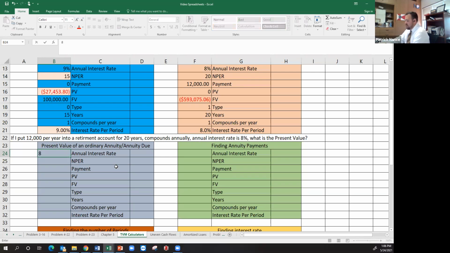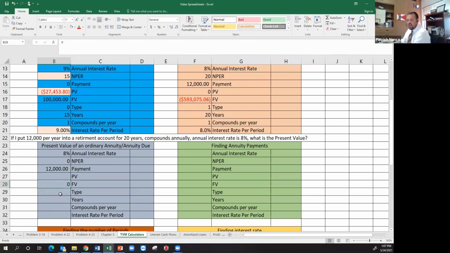So my annual interest rate is 8%. My number of periods, I'm going to take the years times the number of compounds per year, which I know right now is 0. Payment, that's the annuity part. That's the regular amount at regular intervals, which in this case is $12,000. Present value is what I'm going to solve for here in a second. Future value is 0 because we want to know what it's going to come out to begin with.